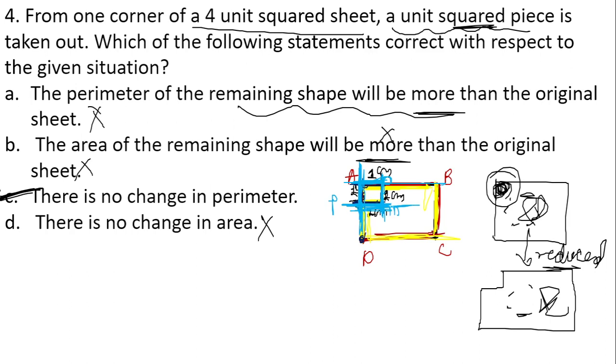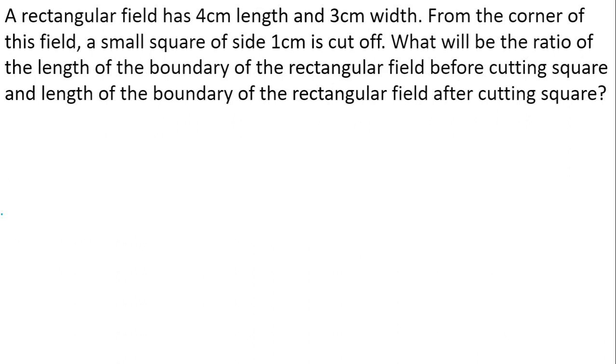So the perimeter is not going to change over here. The perimeter is going to remain the same. So correct answer for the given question is option number C. Got it? So next question, they have given us a rectangular field has 4 centimeter length, 3 centimeter width.